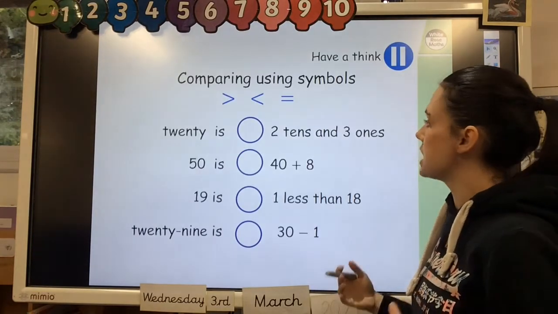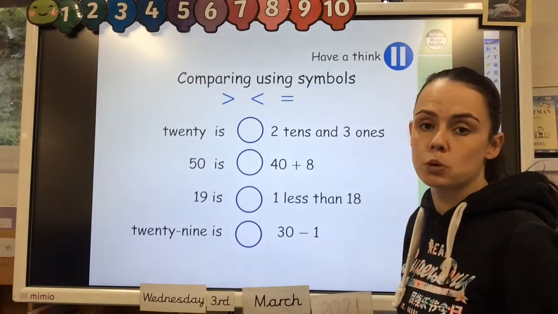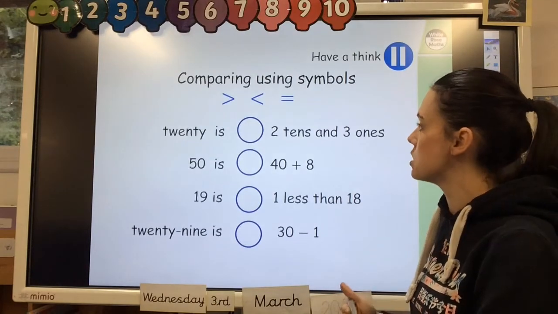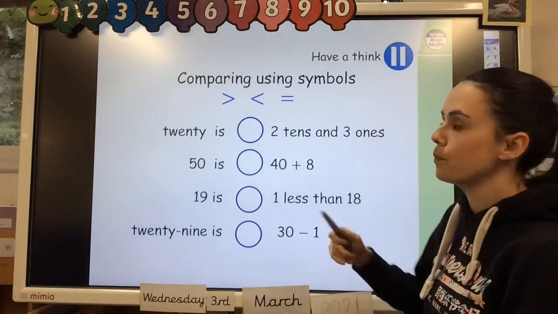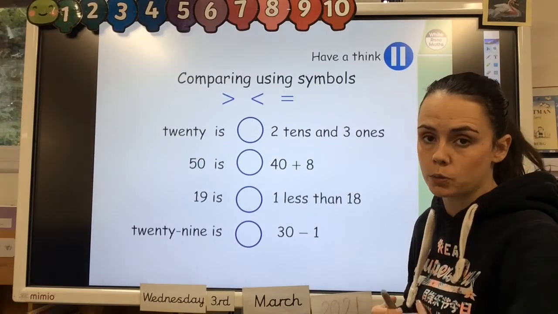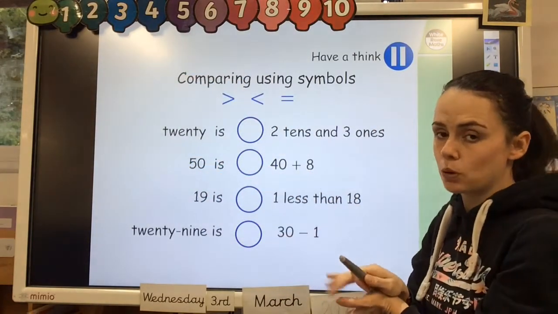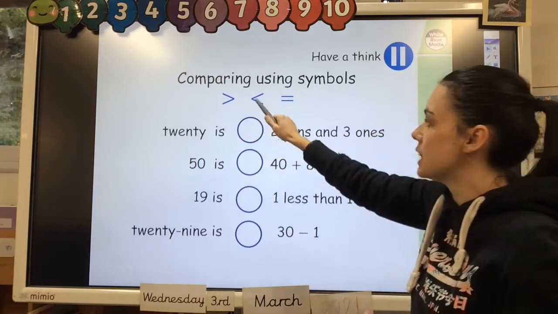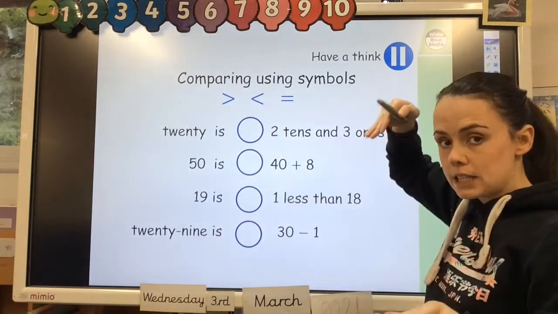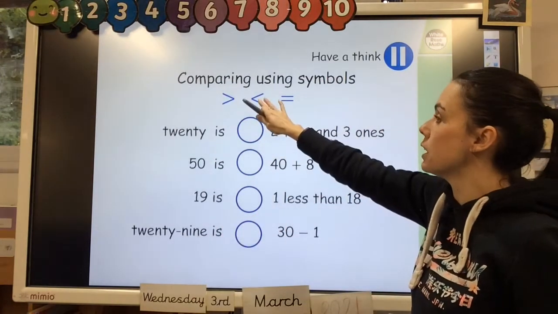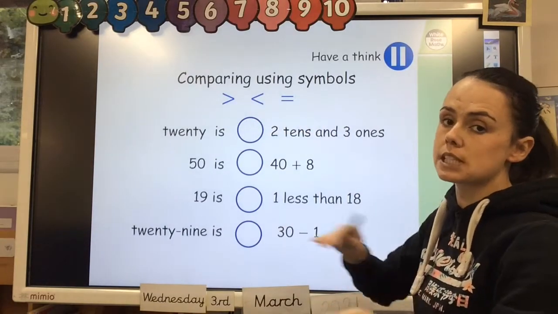Right, now let's have a go at this. This time we're going to use the symbols rather than writing it, because it's much quicker to do the symbols. So, let's go over our symbols before we start. This symbol is bigger than. So this is bigger than. This one is smaller, then it gets bigger. So this is smaller than, and this one is our equals, it's the same.